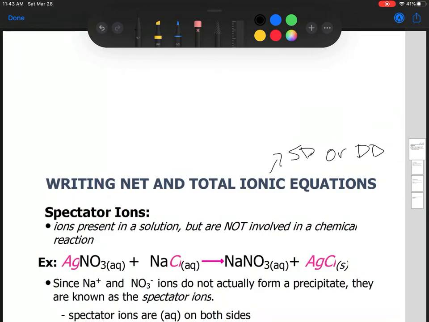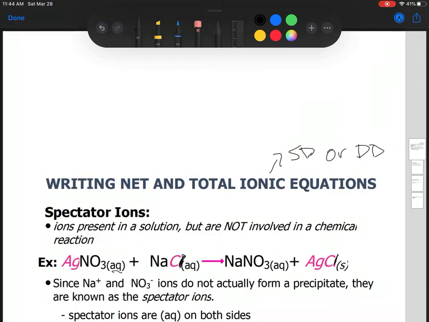Because what you're going to see is we're essentially going to get rid of all of the ions that do not participate in the reaction. We're essentially going to show the formation of the solid. So if you look at the example there, silver nitrate plus sodium chloride, the L is kind of cut off, makes sodium nitrate and silver chloride. You can see that the silver and the chloride ions on the reactant side or the left side of the arrow are pink, and then on the right-hand side, they come together to make the solid. So they are actually the ions that participate in the reaction.